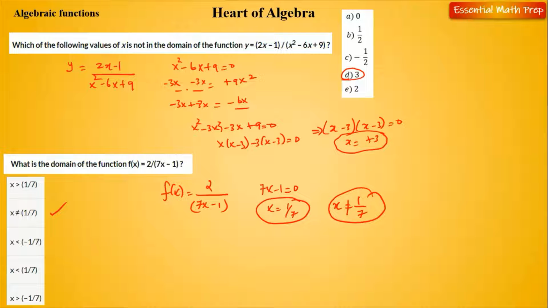It depends on whether the question is asking whether x is in the domain of the function or x is not in the domain of the function. If it is not in the domain, then you say equal. If it is in the domain, then you say not equal. So it depends on which sign you use and what's asked in the question.